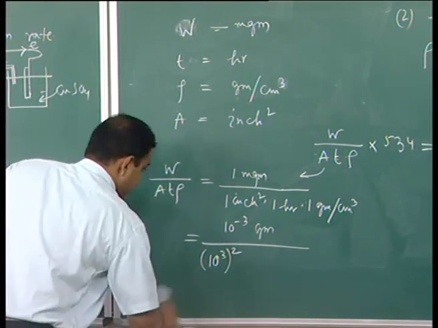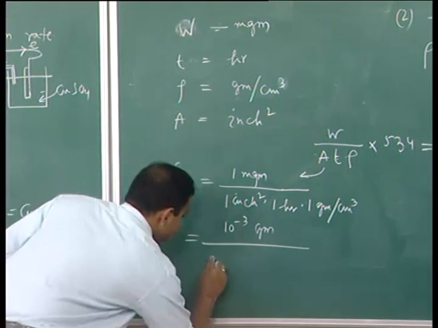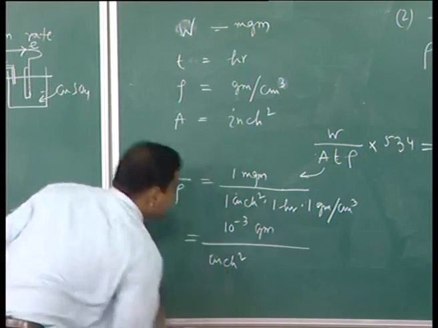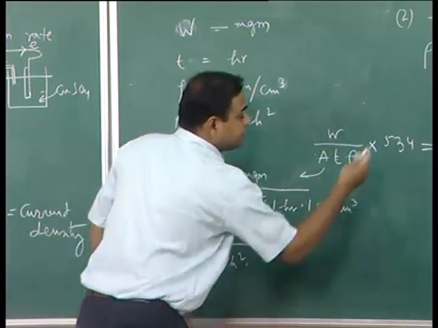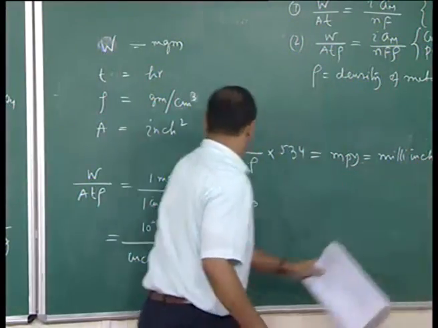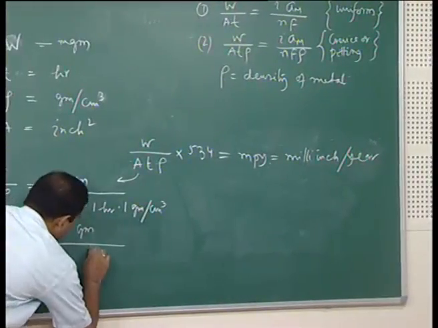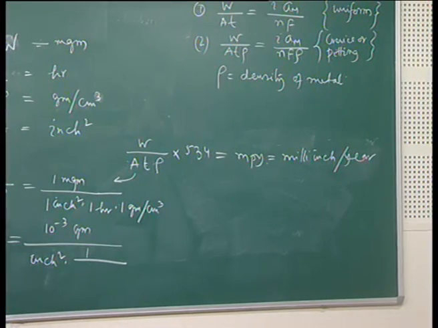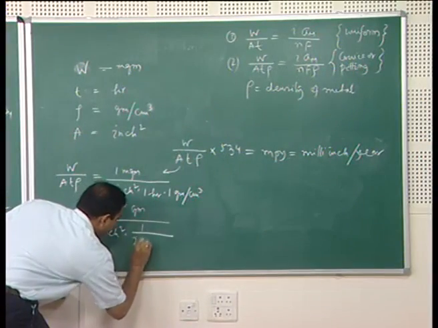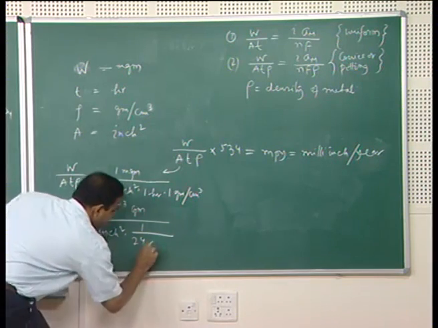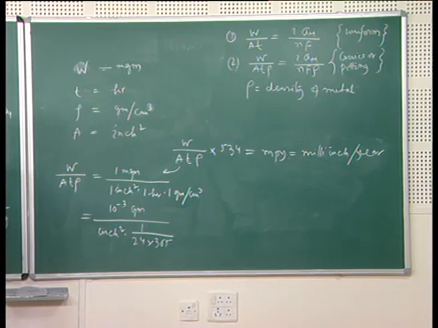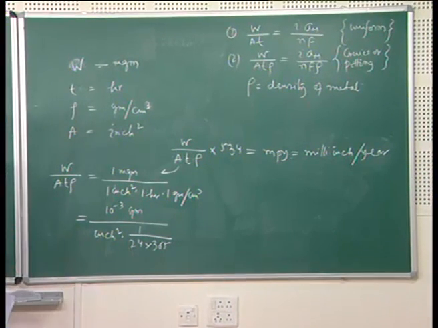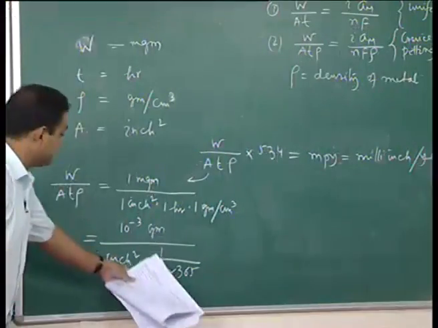Just a minute, let me first put it in the form of inch square, then hour, let me convert into year, because here we have year. So, 1 hour would be 1 by 24 into 365. 1 year is equal to 365 days and 24 is the number of hours in a day. So, 1 hour would be equivalent to this.